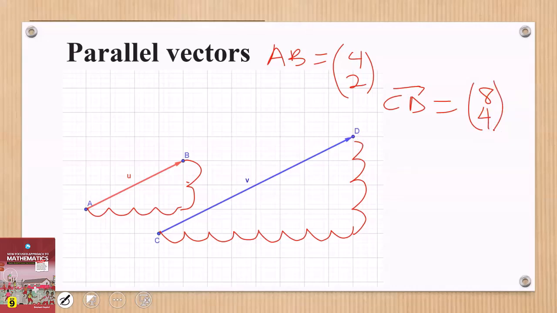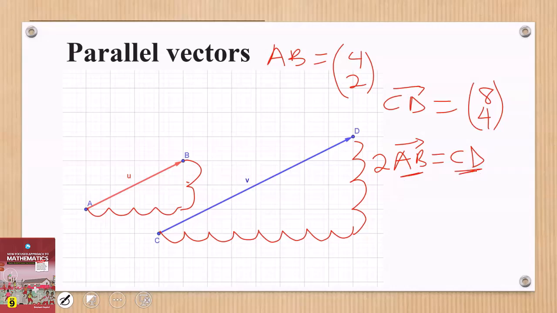Now, what is the relationship between vector AB and vector CD? Okay, let's see the relationship. You can observe that if I multiply vector AB by 2, I will get vector CD, which means that the scalar multiplication of AB gives you CD.